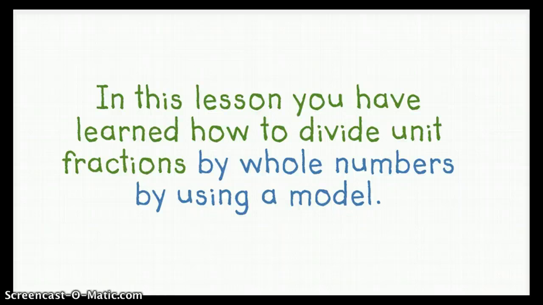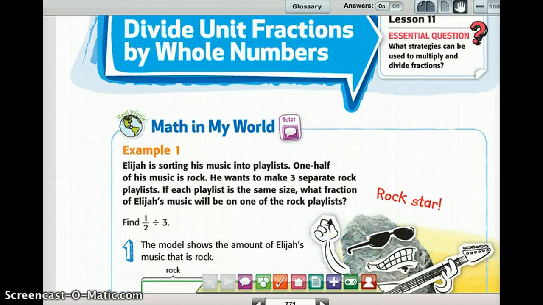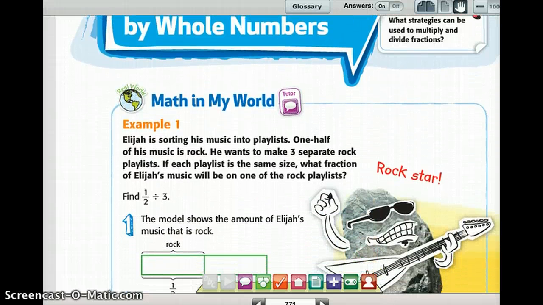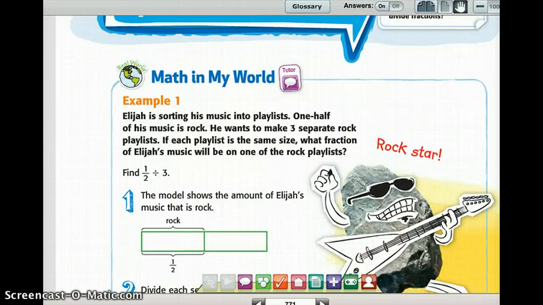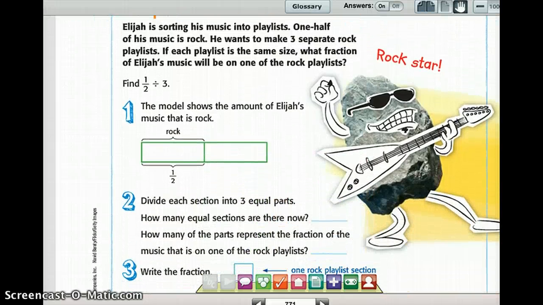In this lesson, you have learned how to divide unit fractions by whole numbers by using a model. All right, let's take a look at this in your book. I'm on page 771. So remember, we're dividing unit fractions, which means that it has 1 as the numerator, by whole numbers. So in this example of models, it says that Elijah is sorting his music into playlists.